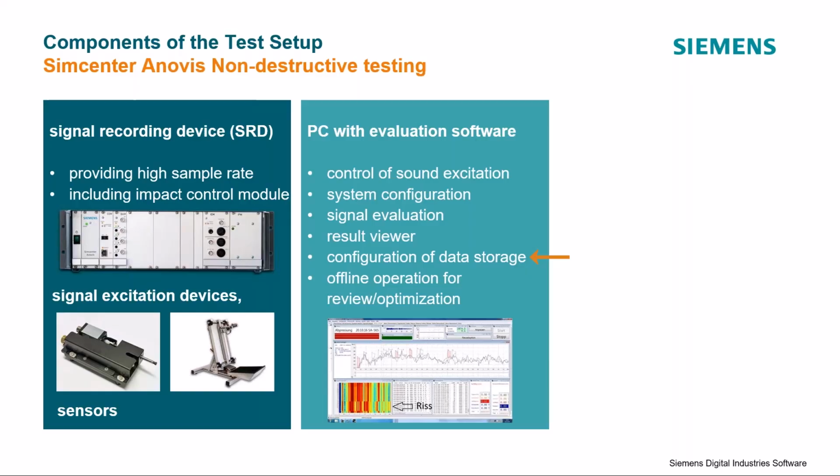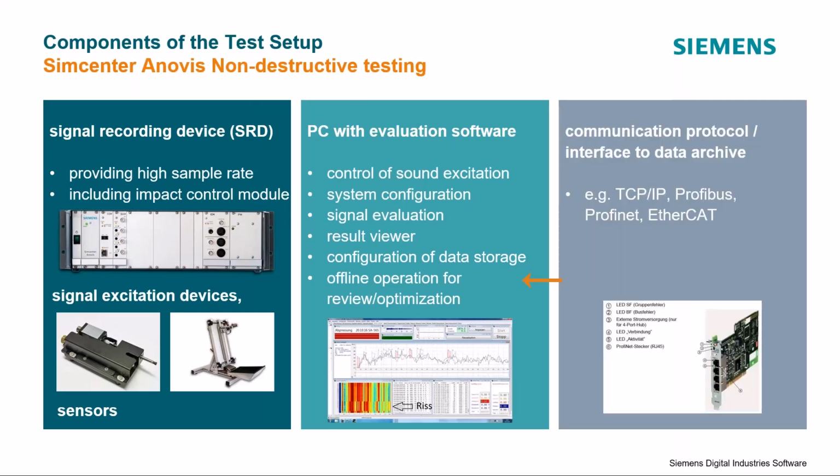And you can configure the data storage, what shall be kept and what shall be thrown away. Of course, all the automation tasks can be set there. Additionally, an offline operation mode is offered, so you can review already recorded data in the office without any hardware and sensor connected to the system, just on your computer. This could be useful for optimization of the test setup.